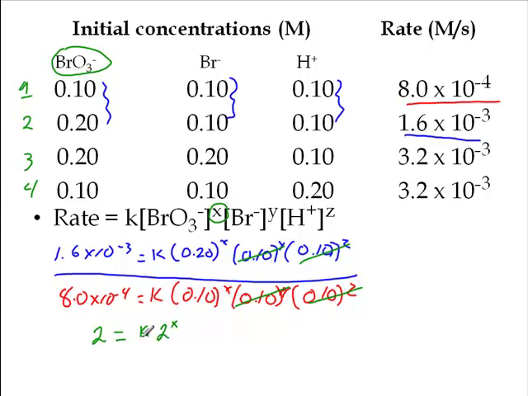So the question is, what's the value of x? Well, what can I raise to a power 2 to a power to equal 2? And the answer is 1. So x equals 1. So now what I've done is I've got so far the rate equals k times the concentration of bromate to the first, all right?